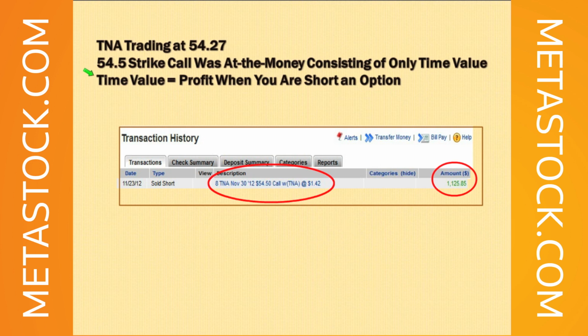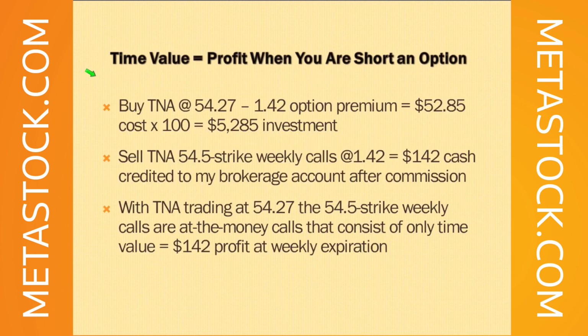So again, this time value, or this 1.42 points, was all time value, and that decays to zero in a week. So that becomes profit in 1 week when the time value portion decays to zero.